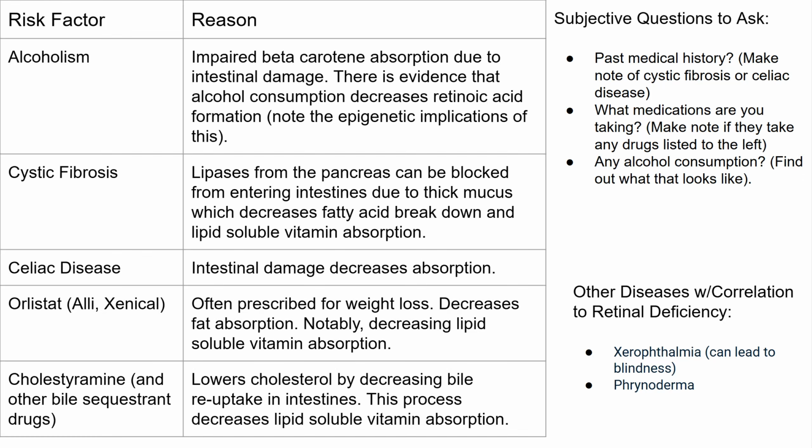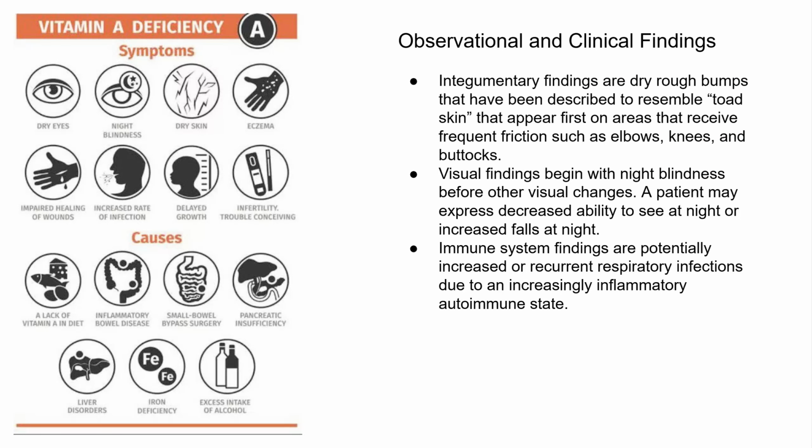Diseases that individuals can be at greater risk for with vitamin A deficiency are xerophthalmia, which can lead to blindness, as well as phrenoderma, which we covered in an earlier slide. For clinical exam in the integumentary system, findings would be dry, rough bumps that have been described as resembling toad skin. Visual findings begin with night blindness before other visual changes. A patient may express decreased ability to see at night or increased falls at night. Immune system findings are potentially increased or recurrent respiratory infections due to an increasingly inflammatory autoimmune state.